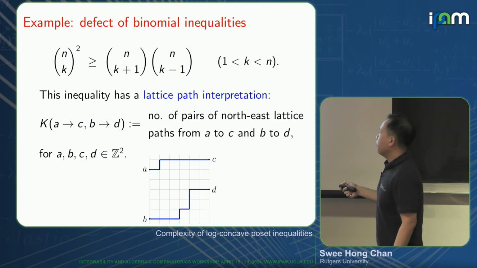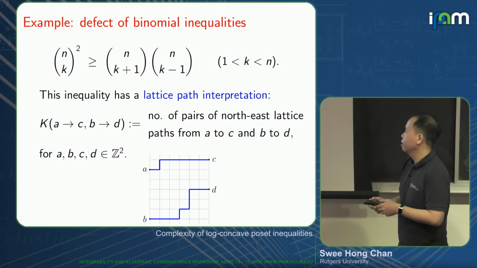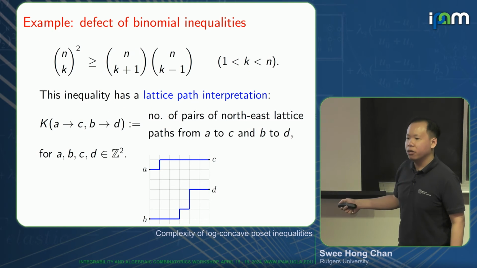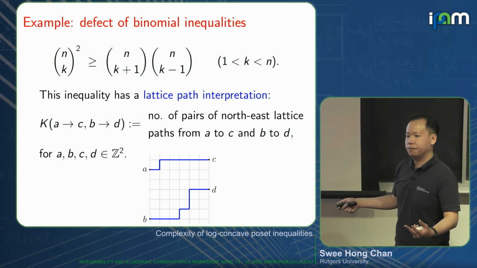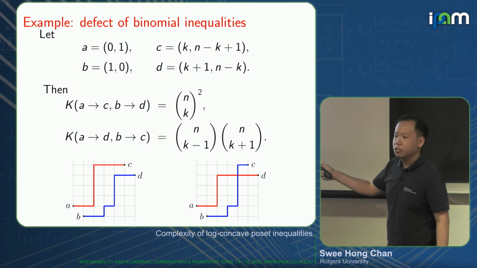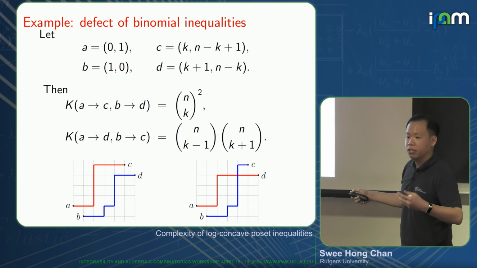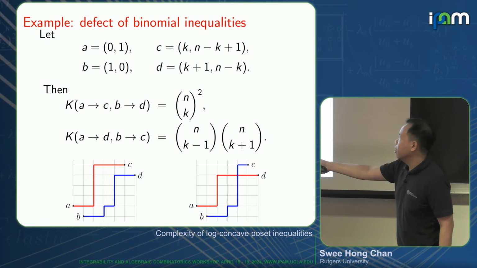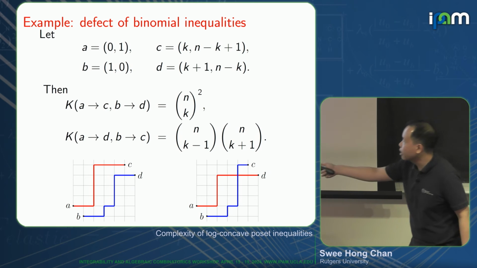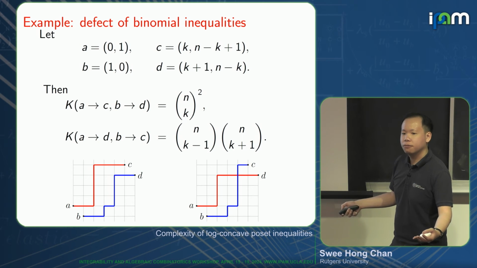Let k_ACBD be the number of pairs of northeast lattice paths, so the path can only go up or go right, of these 4 points A, B, C, D in the plane, or in the two-dimensional integer lattice. Then, for these 4 specific points A, B, C, D, it follows that n choose k squared, the left side of the inequality, can be expressed as k_ACBD. The n choose k minus 1 times n choose k plus 1, the right side, can be expressed as k_ADBC. So this gives a combinatorial interpretation to the inequality.